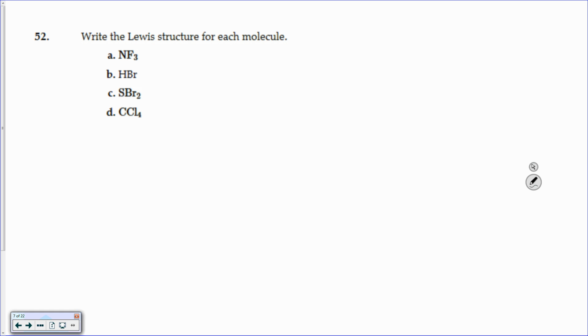So let's start with NF3. First thing I need to do is find out how many valence electrons there are. Nitrogen has 5. The fluorines each have, how many? 7 for each one. There are 3 of them, so that's 21. That means I have a total of 26 electrons to put somewhere.